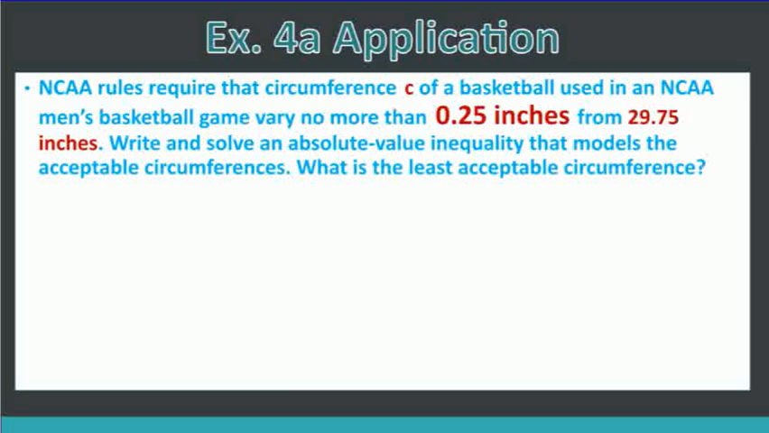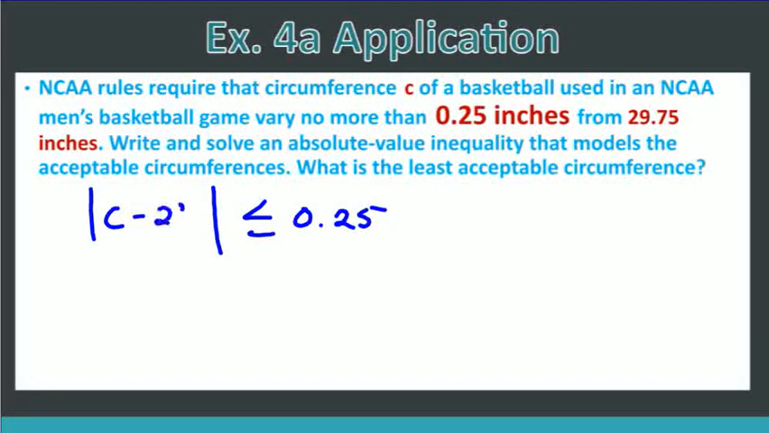So I need to write an absolute value inequality. I know inside the absolute value, it says that the circumference, so C, whatever the size of the circumference of the ball is, it cannot be more than 0.25 inches in either direction from, so I have to subtract 29.75. So this is my absolute value inequality.